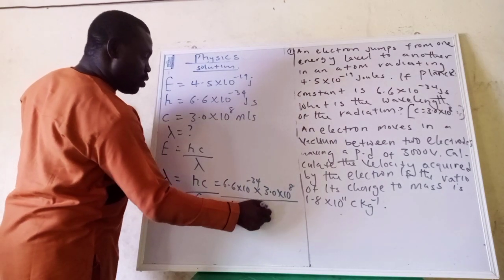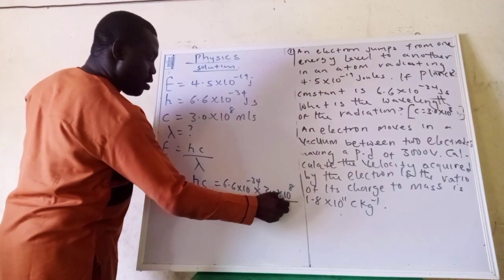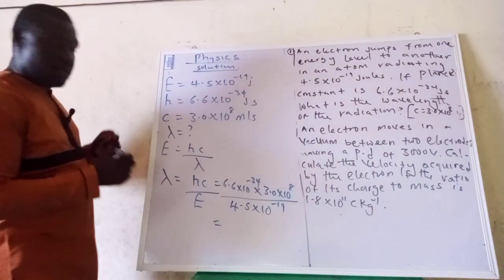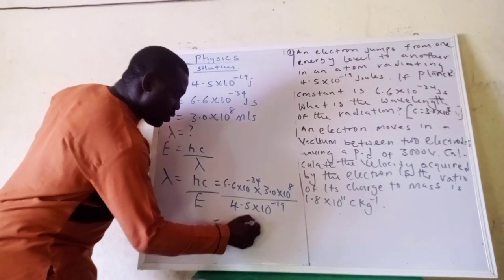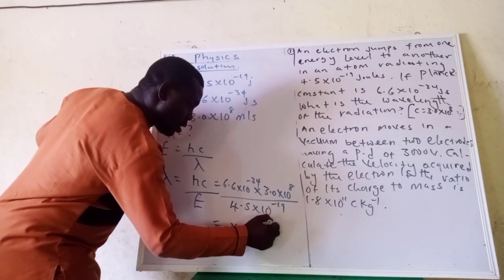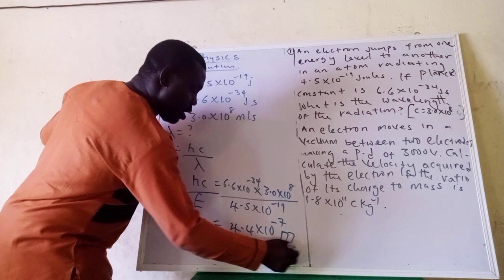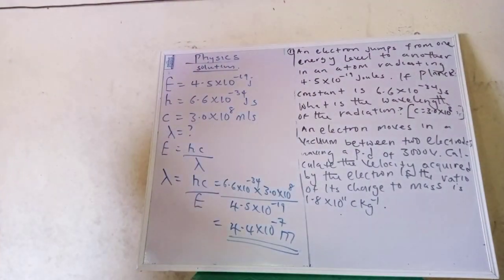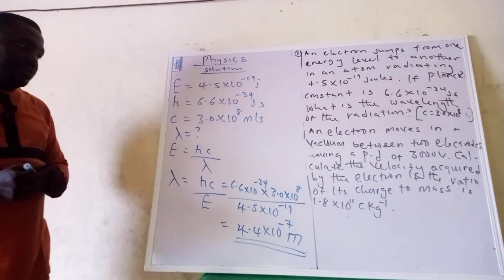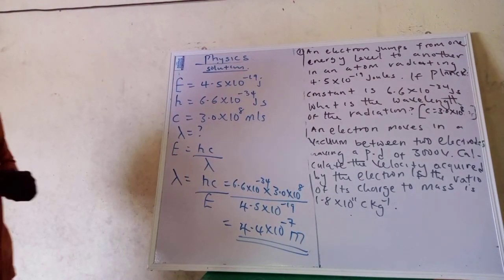Who is helping us? Please punch your calculator for me. Final answer. 4.4 times 10 raised to the power what? Minus 7. And the unit is meter. 4.4 times 10 raised to the power minus 7. Thank you very much for that.